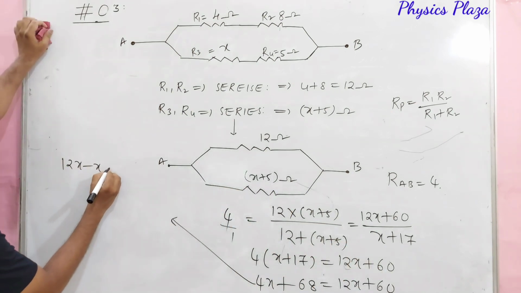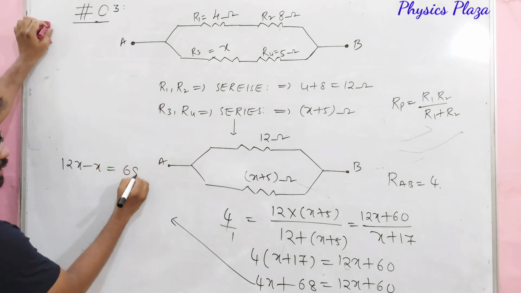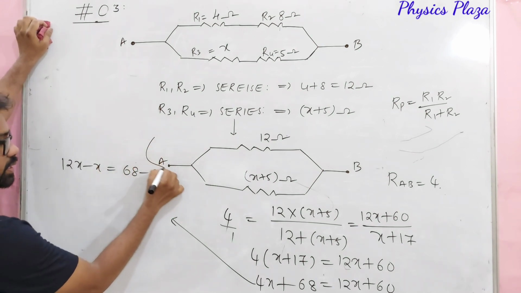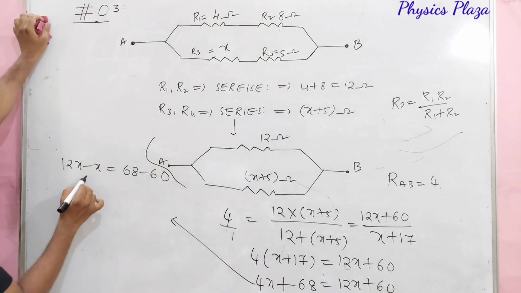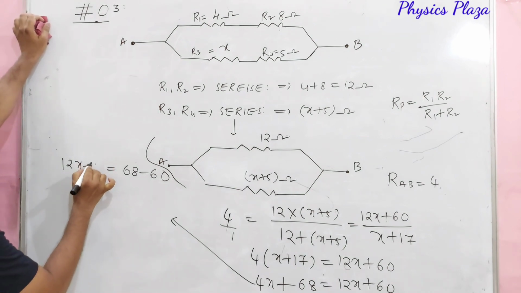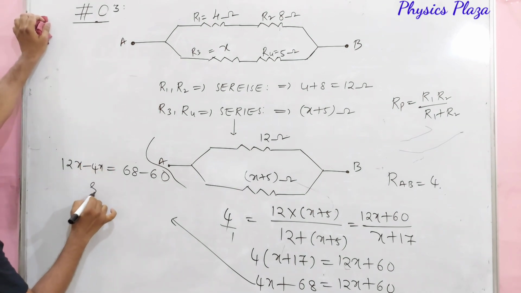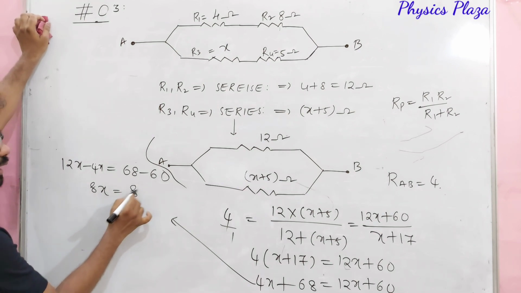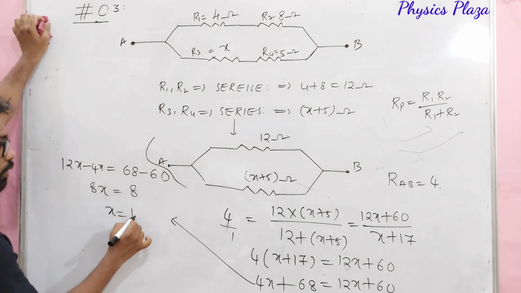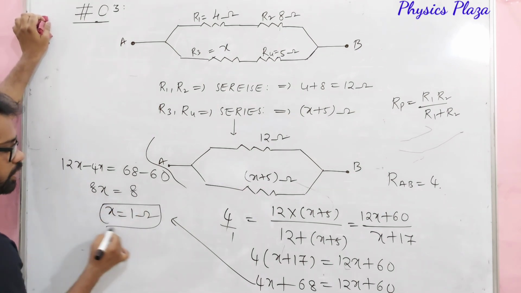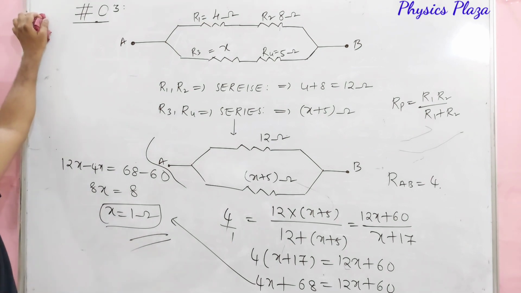12x minus 4x is equal to 68 minus 60. So this can be 8x is equal to 8. X is equal to 1 ohm. So this is how we can calculate.